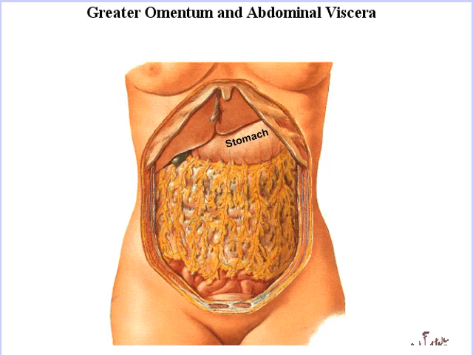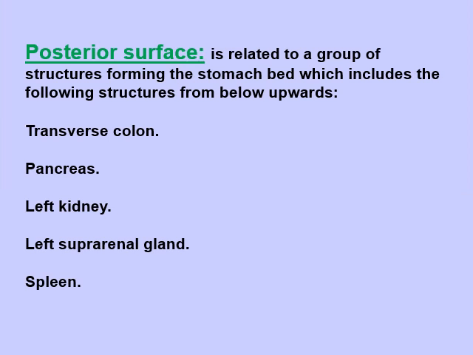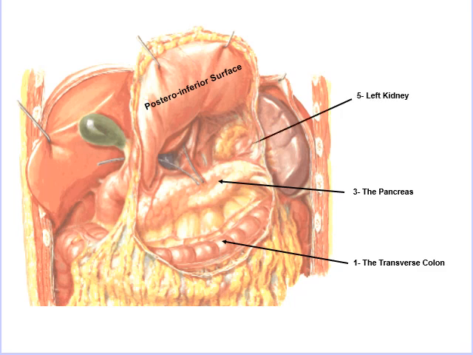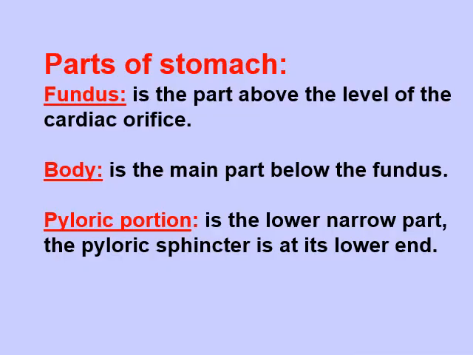After removing the anterior abdominal wall, we find the anterior surface of the stomach covered by part of the liver and covered by the ribs. The posterior surface is related to a group of structures forming what's called the stomach bed, and they are very important. What are the structures forming the stomach bed? Transverse colon, pancreas, left kidney, left suprarenal gland, spleen.